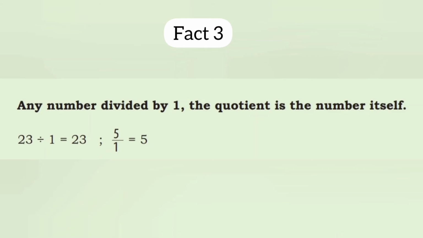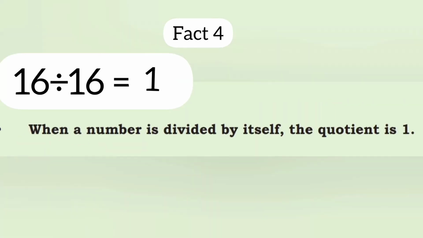The fourth property is, when a number is divided by itself, the quotient is 1. We know that, right? If you divide 16 with 16, you get the answer as 1. 16 divided by 16 is 1. In the same way, 5 divided by 5 is 1. 100 divided by 100 is 1. Any number divided by itself, the quotient is 1.